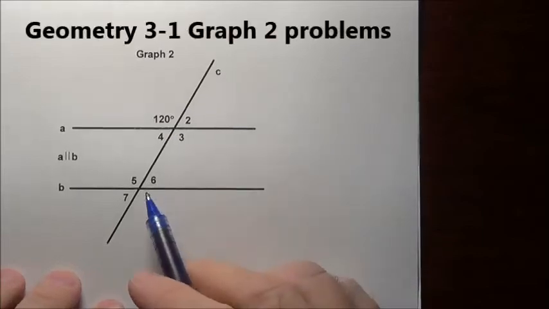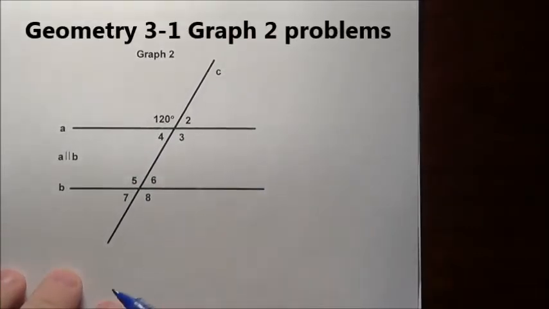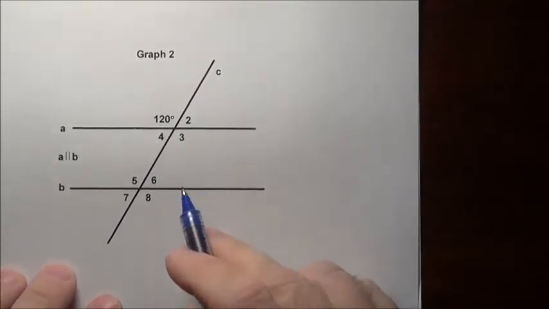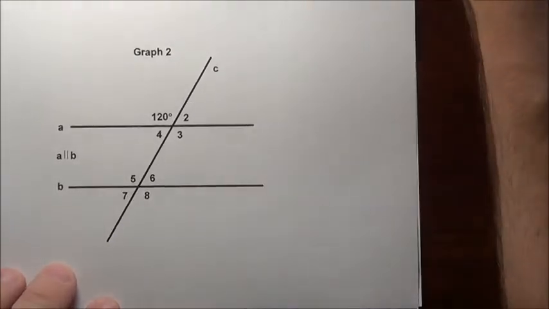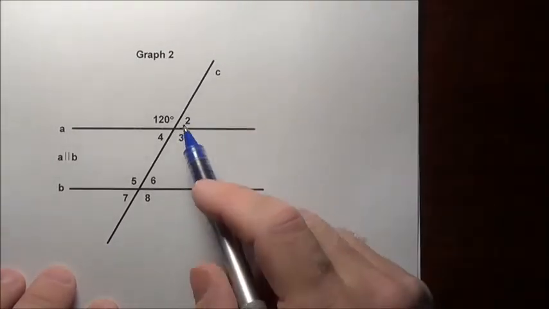All right, here's graph 2, and it has a bunch of questions, questions 7, 8, 9, 10, all of them. It's asking us basically to name all these angles. So the easiest way is we're just going to come in here and nail out all these angles. Every single one of these we're going to nail out. So here's what I have.